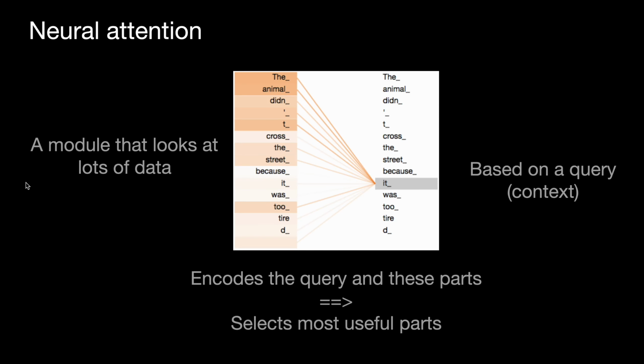So neural attention, which is at the base of the transformer, is basically a neural network module that looks at a lot of data, and based on a query or context, for example, "it," we want to figure out where it comes from. So we're going to look at the context of what "it" is, right? And then we encode the query in all the parts of the sentence, or all these pieces of the sequence, and we select the most useful parts.